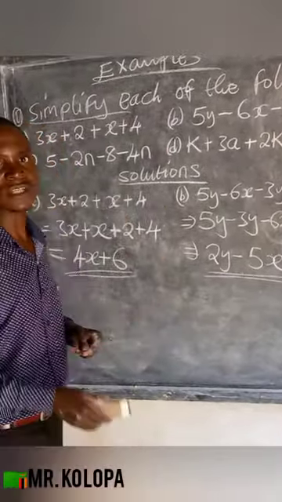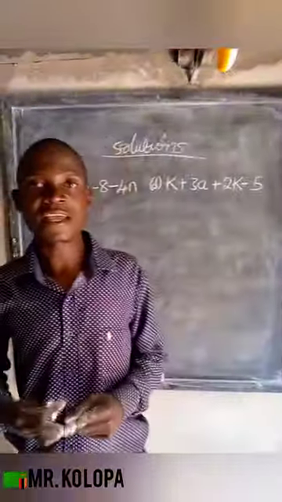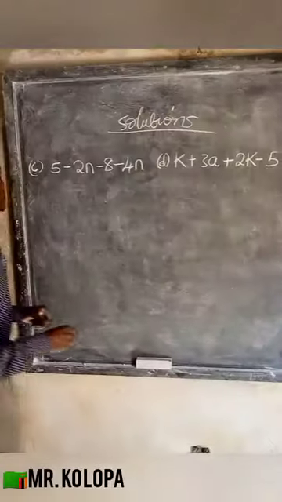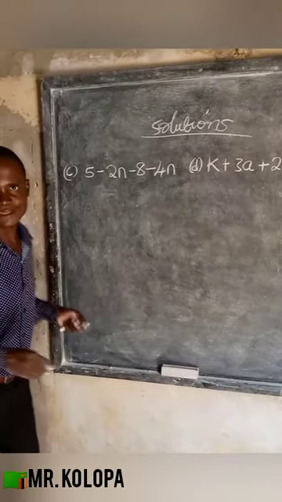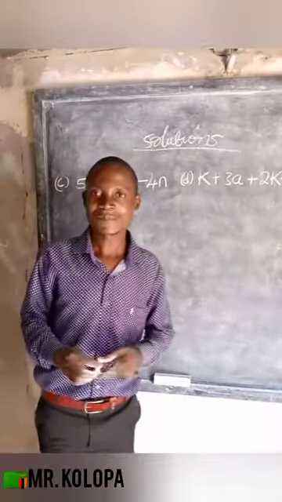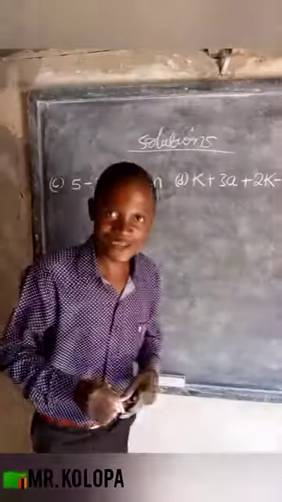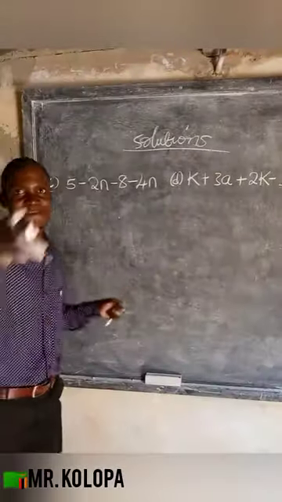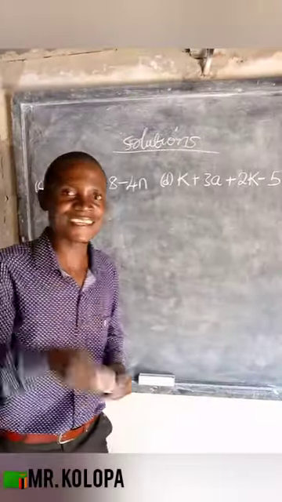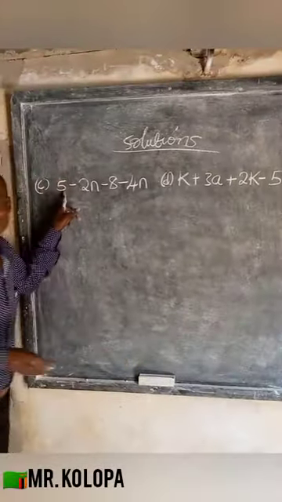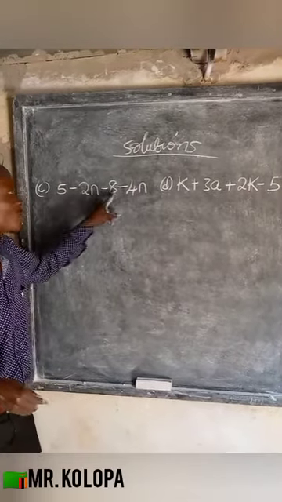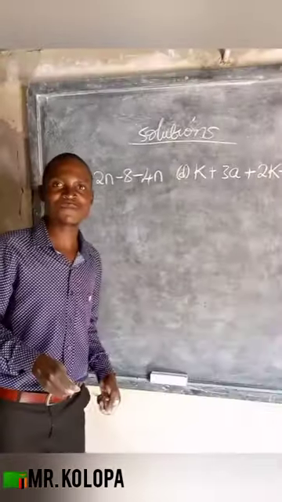Let's quickly look at question C. Doing the same, we are simplifying, so we have to collect the like terms. So let's collect the like terms together. What are we supposed to do? Yes, you watching. What are we supposed to do there? Yes, very good. You have answered correctly. I can hear someone saying we are going to drop 5. Then we bring 8 closer to 5 because they are like terms. You are very much correct.